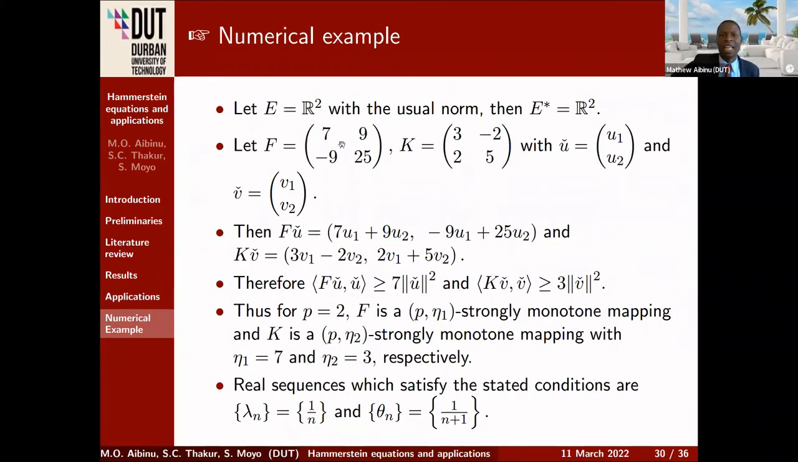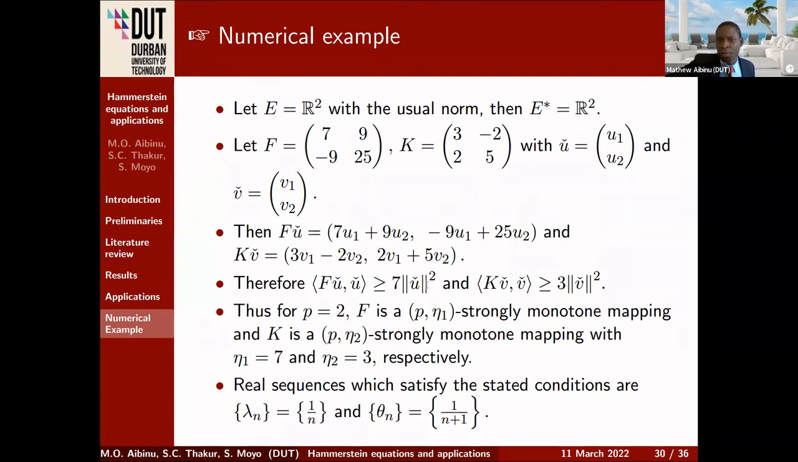And let's give a numerical example of what we have been talking about. Let E be R2 with the usual norm. Then the dual of E will also be R2. Let F be given as this, and K be given as this. We are given U bar to be this, and phi bar to be this. Fu is simply this, and our K phi is this.